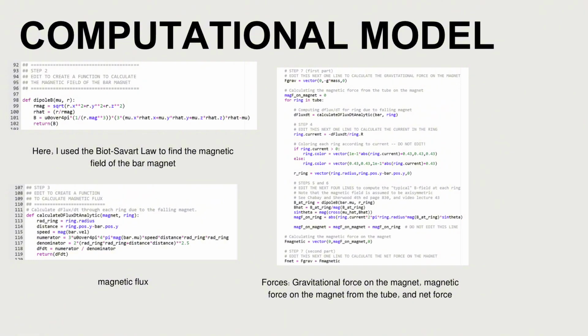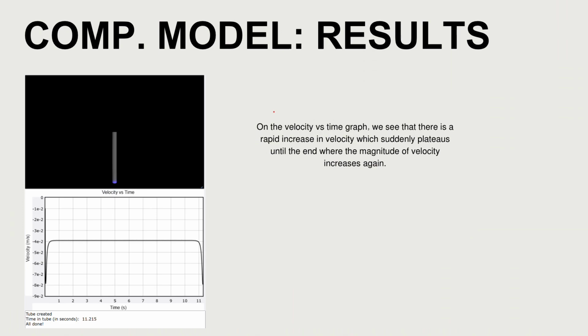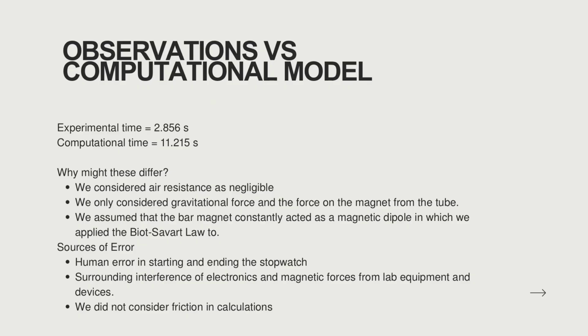tube, and net force. Although it's difficult to see on how small the graph is, on the velocity versus time graph, we see that there's a rapid increase in velocity, which will suddenly plateau until the end where the magnitude of velocity increases again. So comparing our observations in the computational model, we see that our experimental time was 2.856 seconds, whereas our computational time was 11.215 seconds.